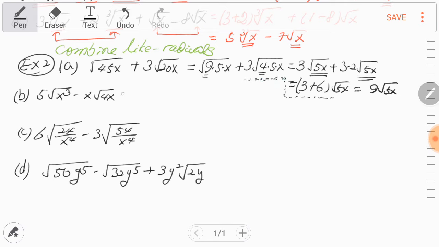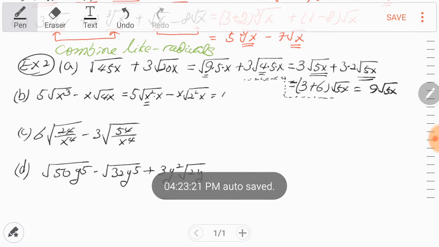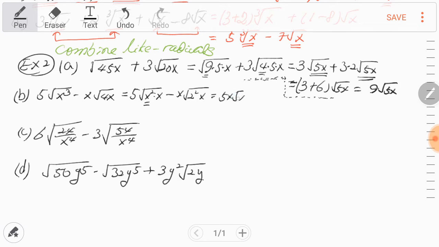Okay, the next one. Square root of x cubed, we can separate it so that it becomes 5 times square root of x squared times x, minus 4, x times square root of, okay, 4 is 2 squared. So now we can take this x out, 5x square root of x minus, take this 2 out, so 2x square root of x.